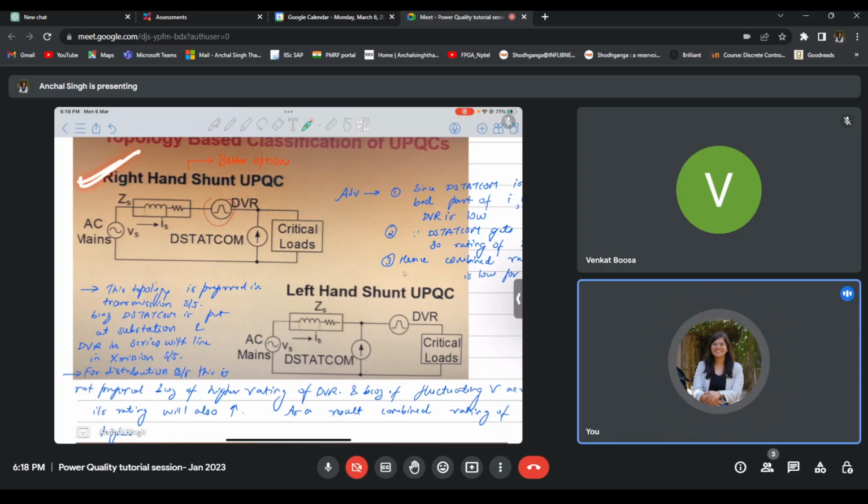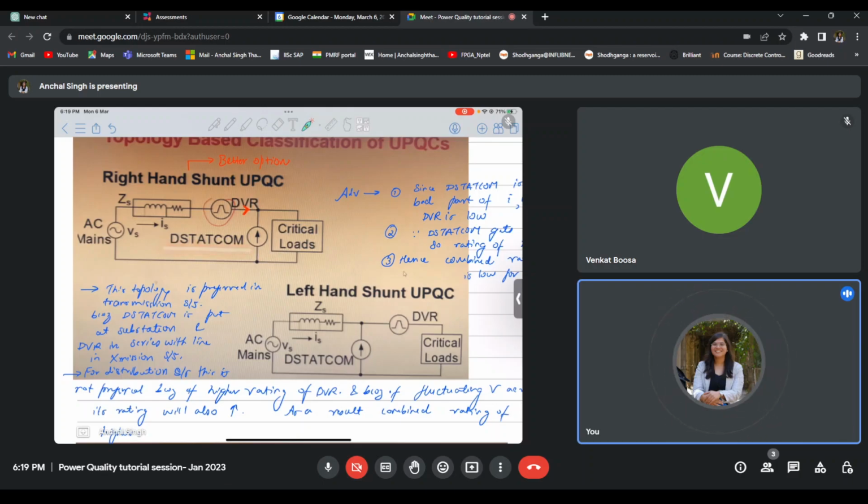So, when you look at the configuration of the right hand UPQC, since my D STATCOM is present near the load, it is already compensating for my load current. Therefore, the current flowing through the DVR is only the good part of the current. As a result, the rating of my DVR is reduced. Similarly, because my DVR is present at this point, the voltage that appears across the D STATCOM terminals is a good quality voltage. As a result, the rating of my D STATCOM reduces.